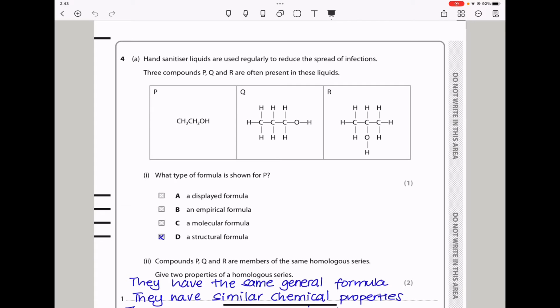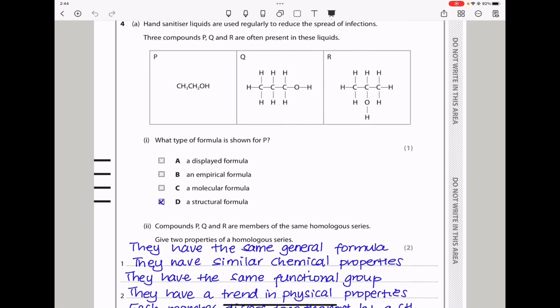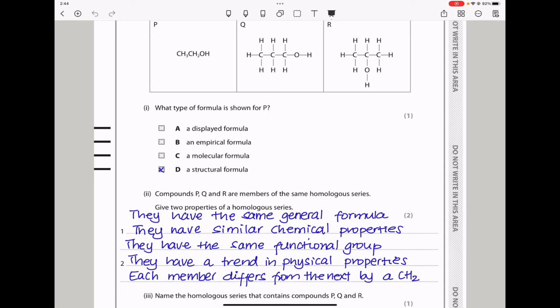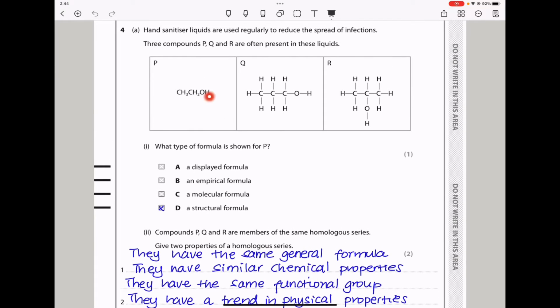Question 4, hand sanitizer liquids are used regularly to reduce the spread of infections. 3 compounds P, Q, and R are often present in these liquids. So we have P, which is ethanol, we have Q, which is propan-1-ol, and we have R, which is propan-2-ol. So here they say what type of formula is shown for P. This is a structural formula, so this was my answer.